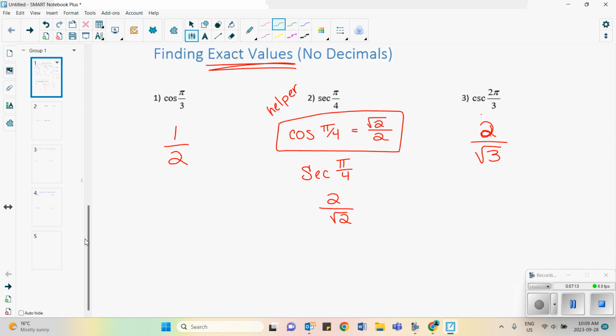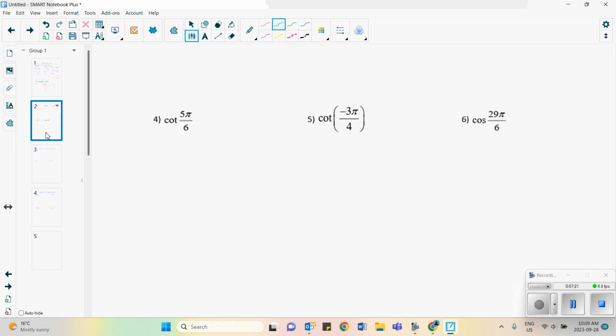Cotan gets a little bit frustrating just because you got to do the math for it, or if you're good at remembering, that's not a bad thing either. So cotan of 5 pi over 6, you can do it a couple of ways. I know that if it has a denominator of 6, tangent is 1 over root 3. Do you guys know that?